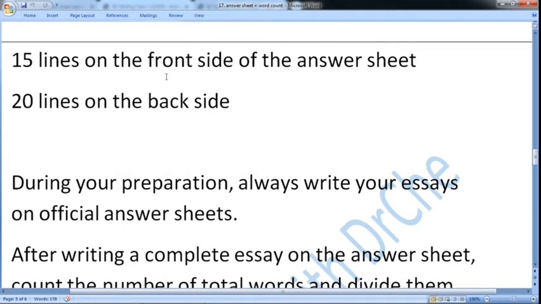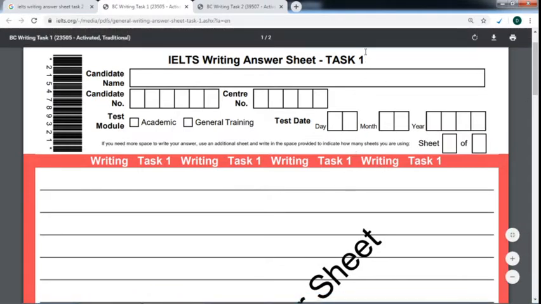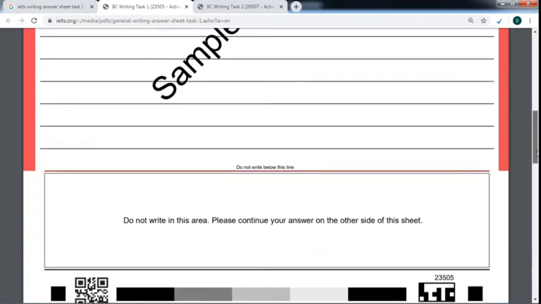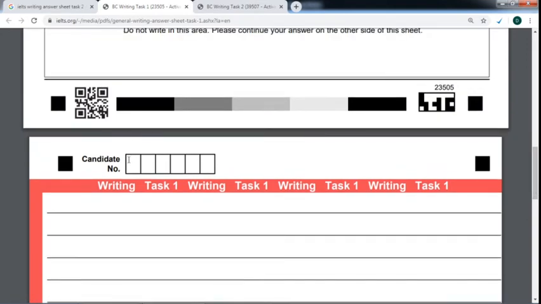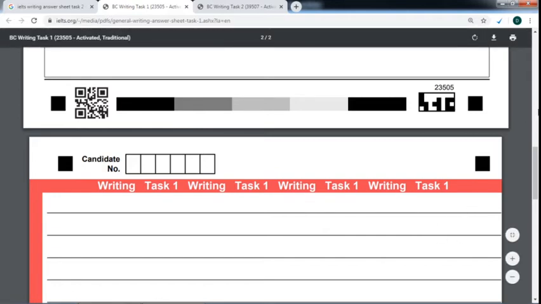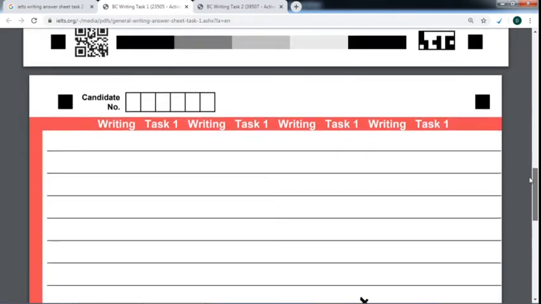There are 15 lines on the front side and 20 lines on the back side. This is the front side, because they have taken this part for your information. There are 15 lines on this side and 20 lines on this side. Remember, you have to write your candidate number on the back side of the answer sheet. So on this page there are 20 lines, and on the front there are 15 lines.